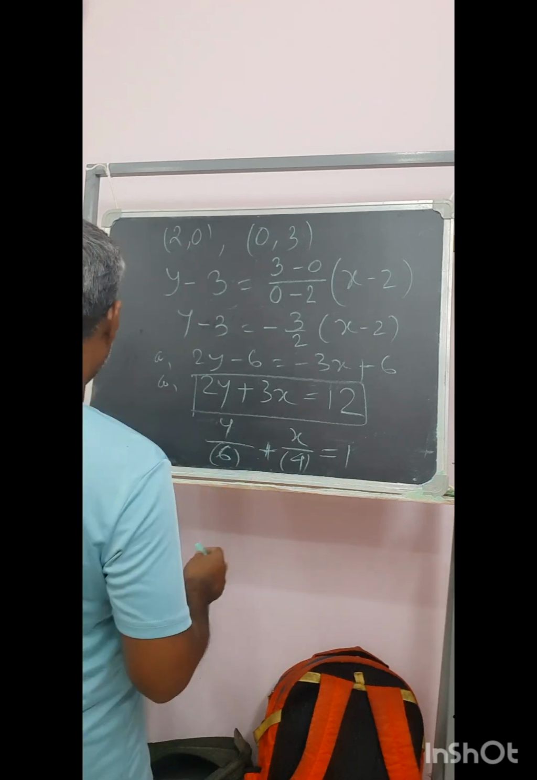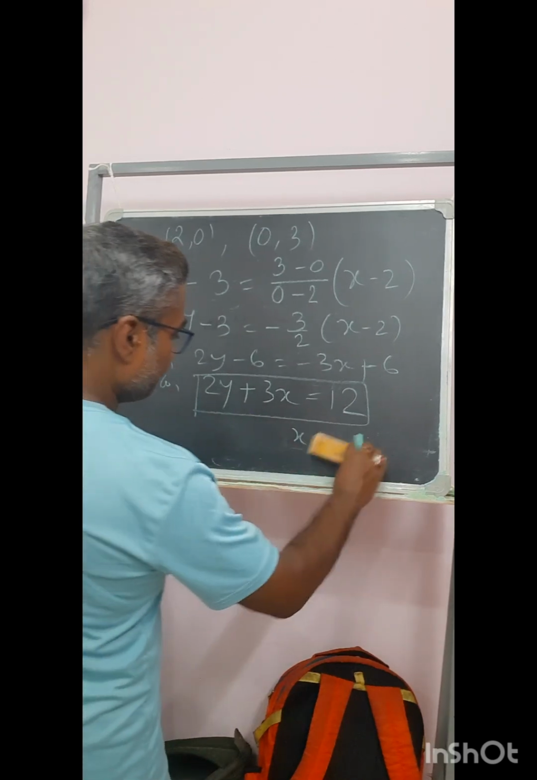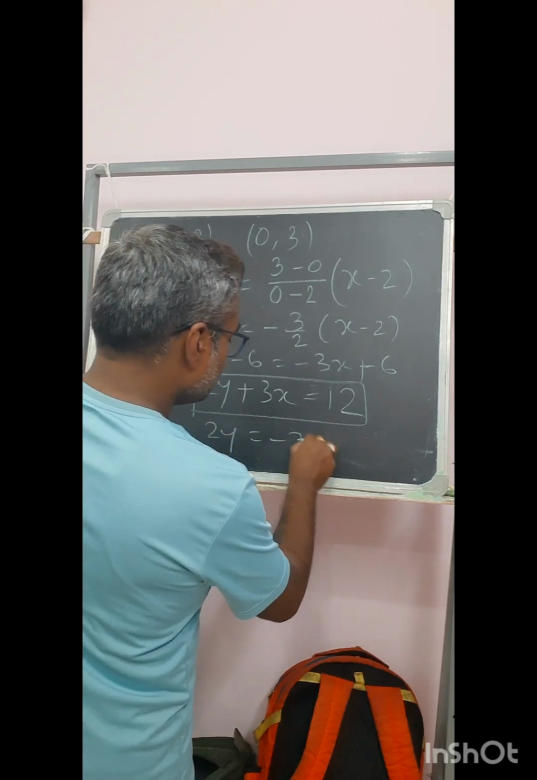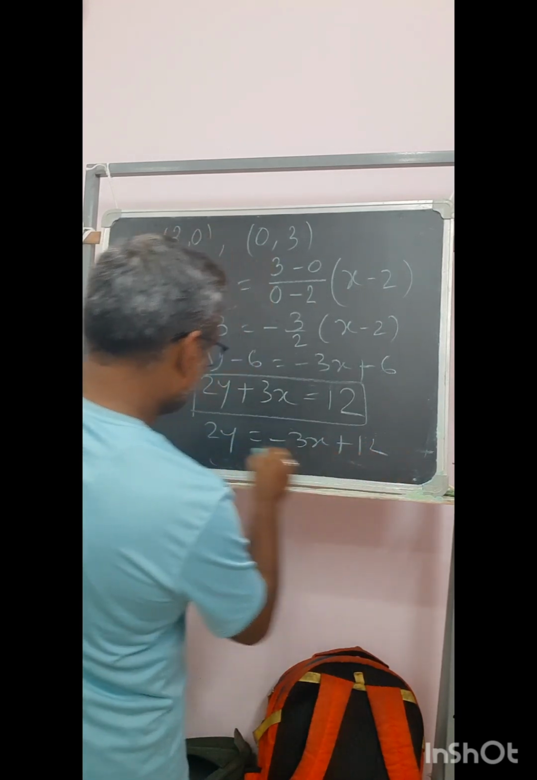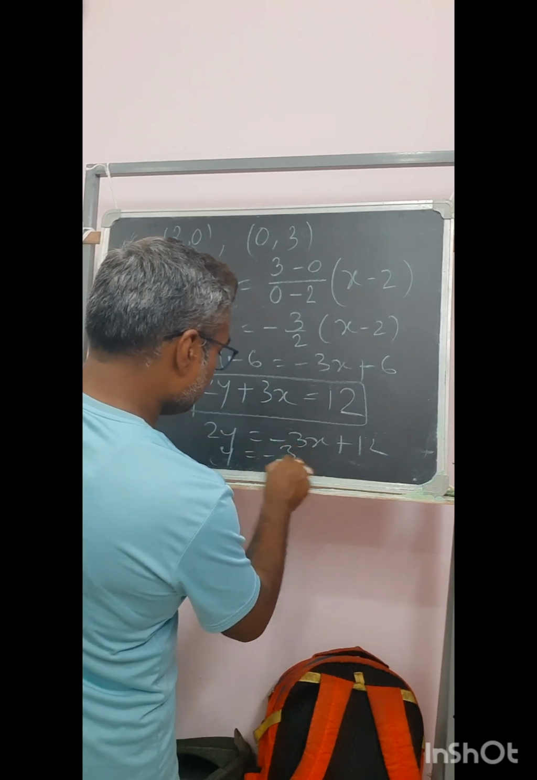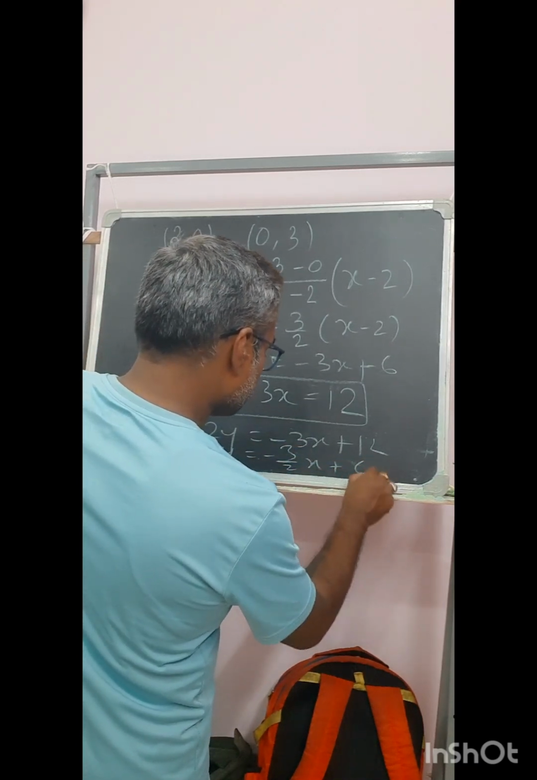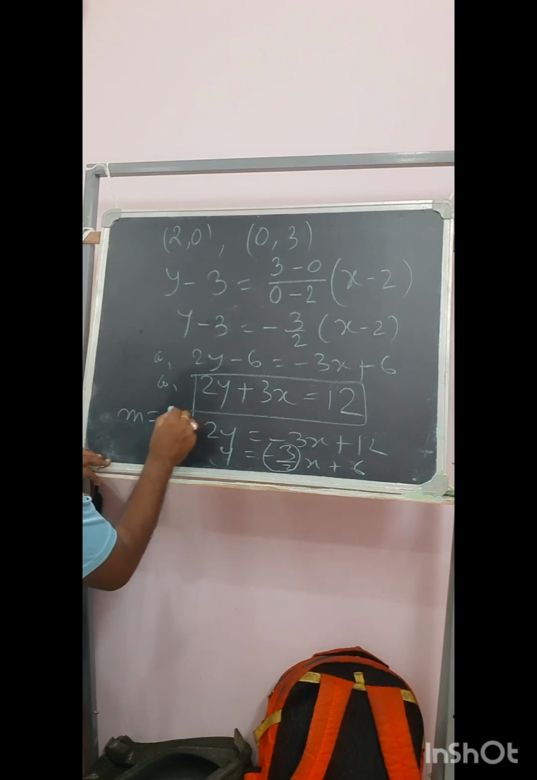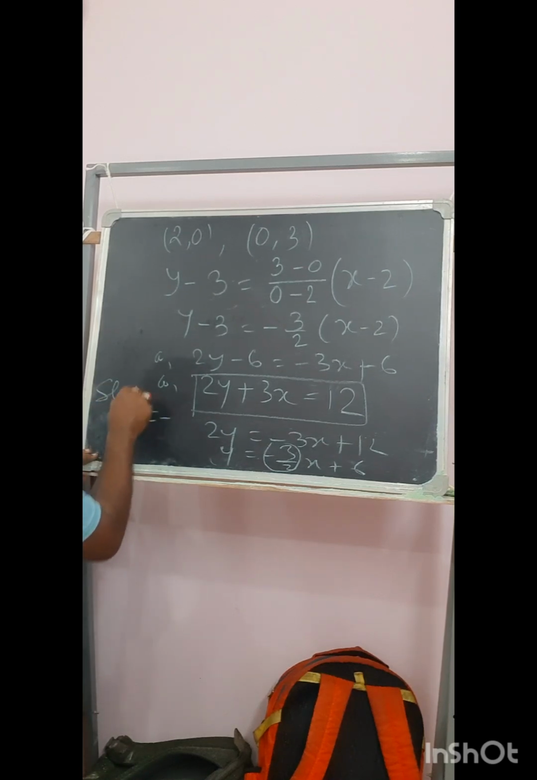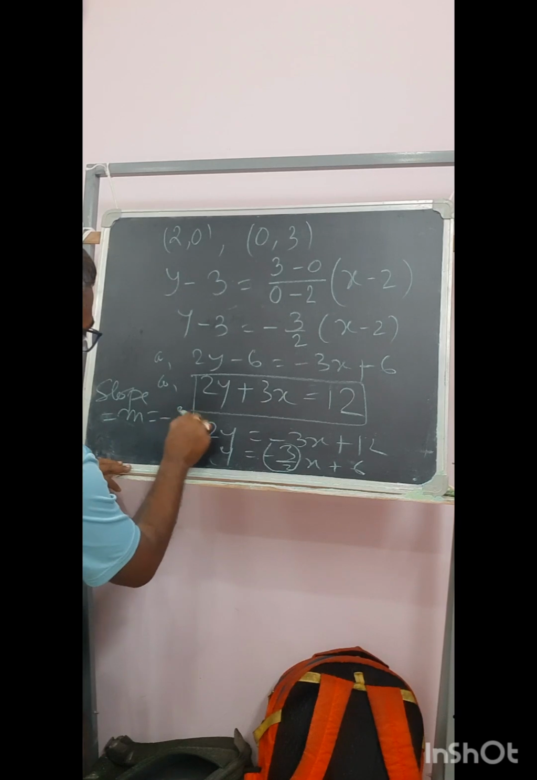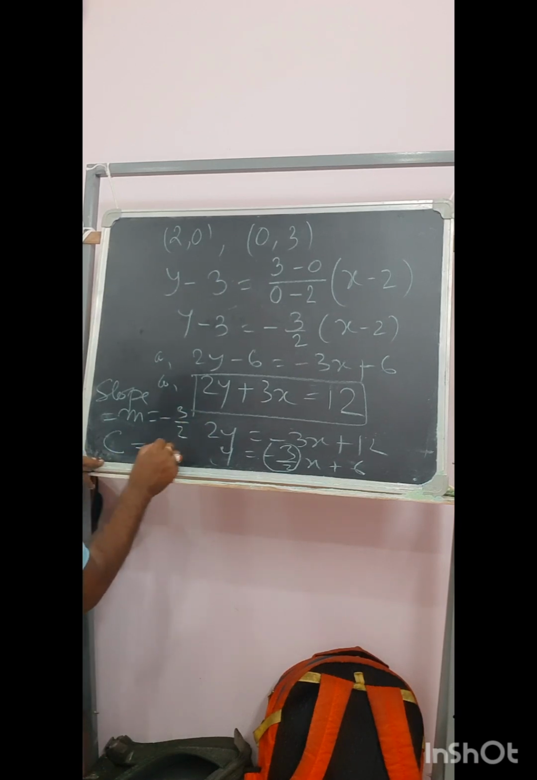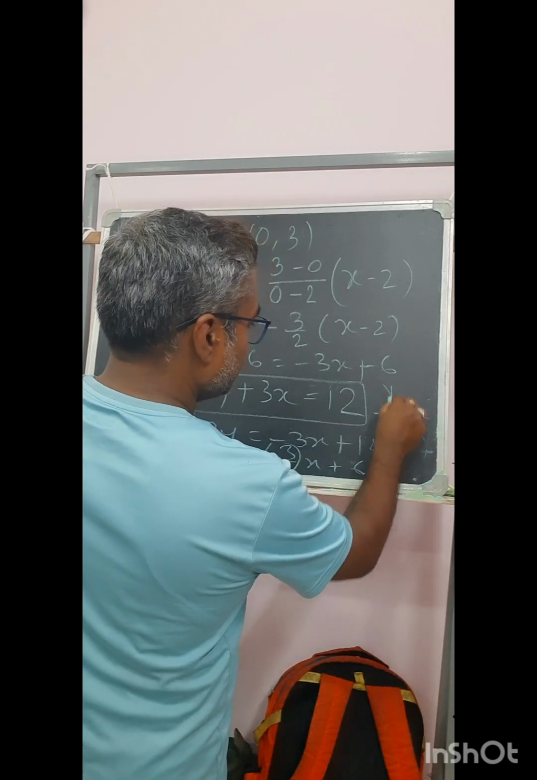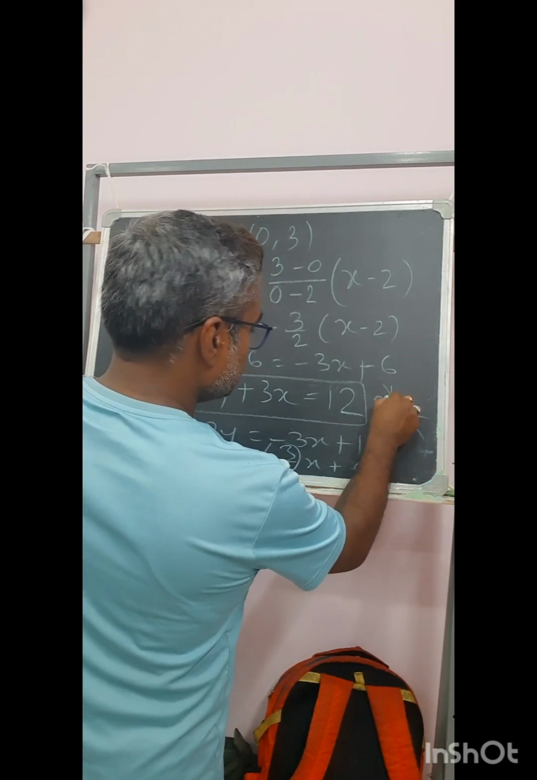And if you want to represent it in the form of slope and intercept, that is 2y equals minus 3x plus 12. So y is equal to minus 3 by 2 x plus 6. So this will be your slope. So slope m is equal to minus 3 by 2, and intercept c is equal to 6. So on the y axis you can see I get the point (0, 6).